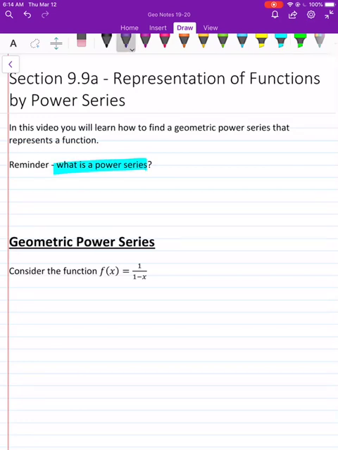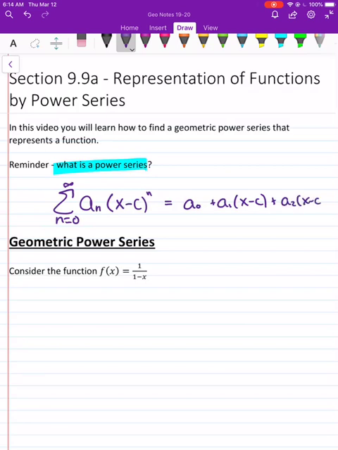A power series, if you remember, is the sum from n equals 0 to infinity of a sub n times x minus c to the n. So c is what we say our power series is centered around. It's the center of our series. And remember the a sub n's are just our coefficients, and those might be functions of n. So when I write this all out, I get a sub 0 plus a sub 1 times x minus c plus a sub 2 times x minus c squared, and the pattern continues.